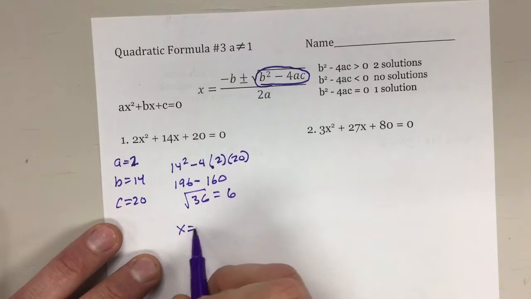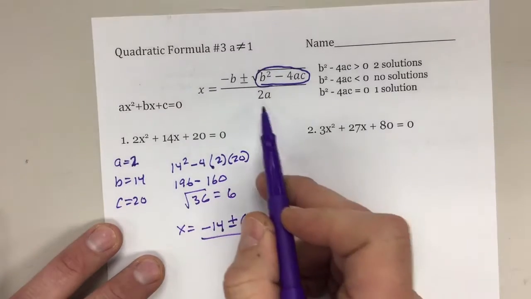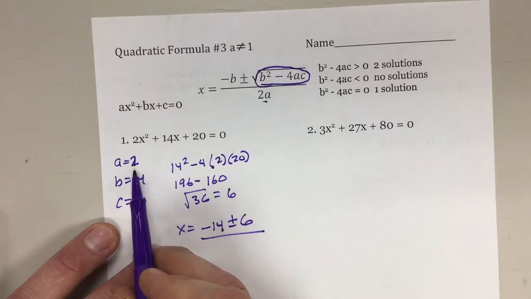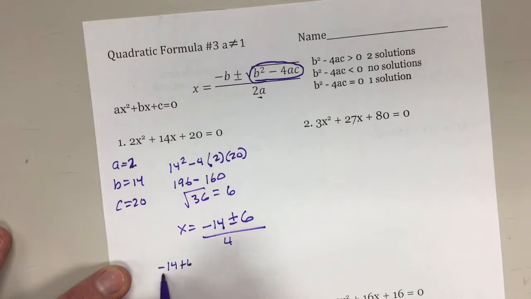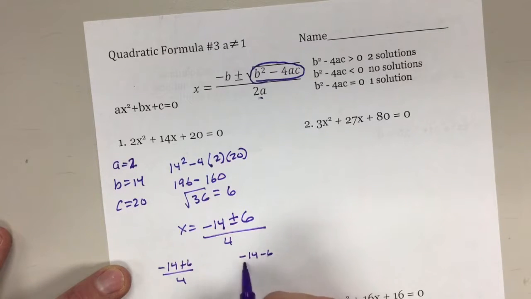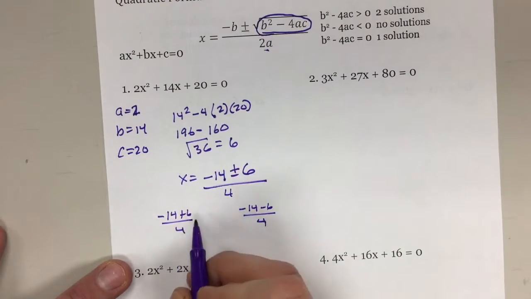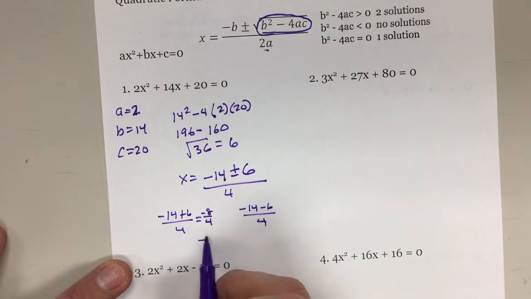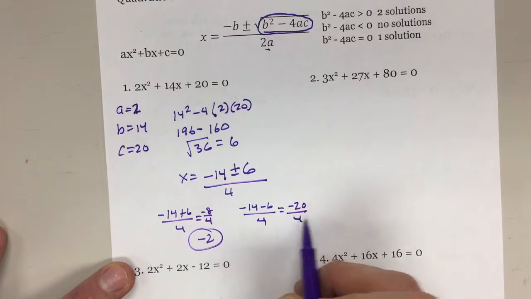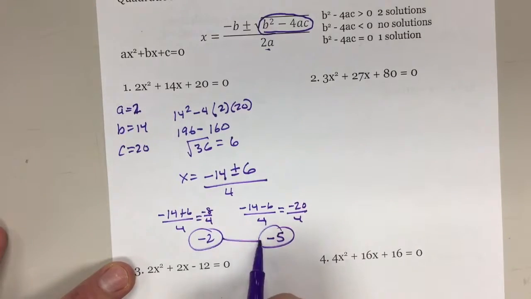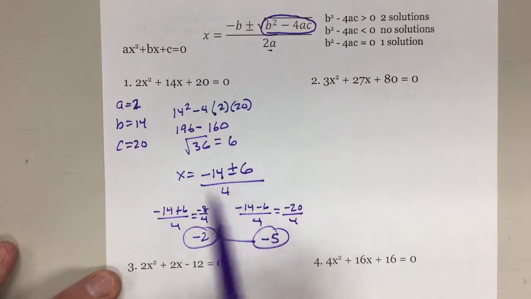So all I have left in the formula then is negative b, which is 14, plus or minus 6, because that was the square root of 36, divided by, now the bottom is 2 times a, so it's 2 times 2, which is 4. Now remember you solve this twice, once with negative 14 plus 6 over 4, and once with negative 14 minus 6 over 4. So negative 14 plus 6 is negative 8. Negative 8 divided by 4 is negative 2, so there's one answer. On this side, negative 14 minus 6 is negative 20, divided by 4 is negative 5. So there's my 2 answers. So by doing the b squared minus 4ac first, it really makes solving it easier.